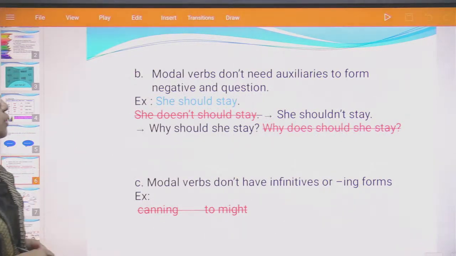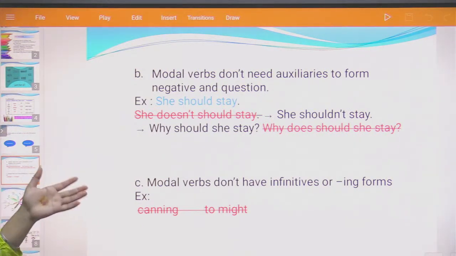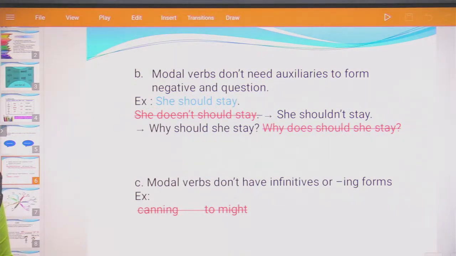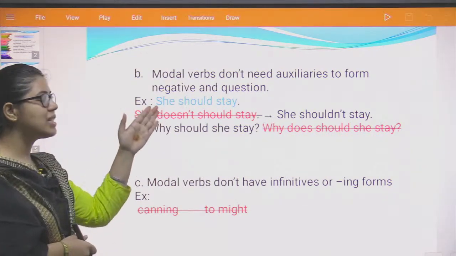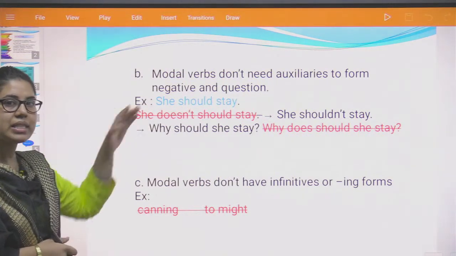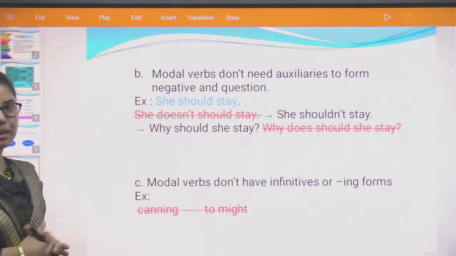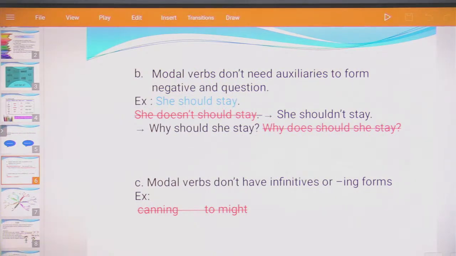Now this next point we have, student: modal verbs don't need auxiliaries to form negative and question based sentences. Like in tenses, we use different auxiliary verbs to frame question based sentences or negative forms, but with modal verbs we don't need to worry about this. Let's understand. If I say she should stay, she is the subject, should is the modal verb, and stay is the main verb's first form. If I frame the same sentence into negative, how will I frame it?